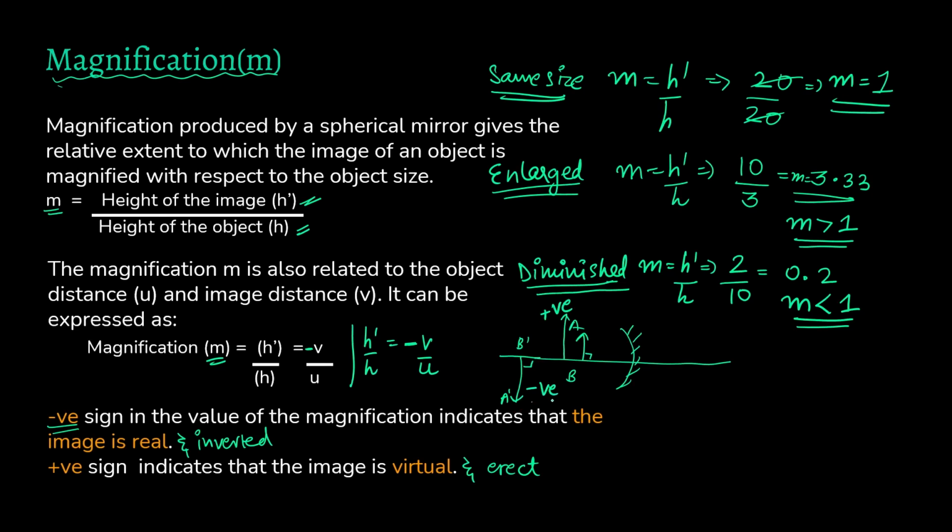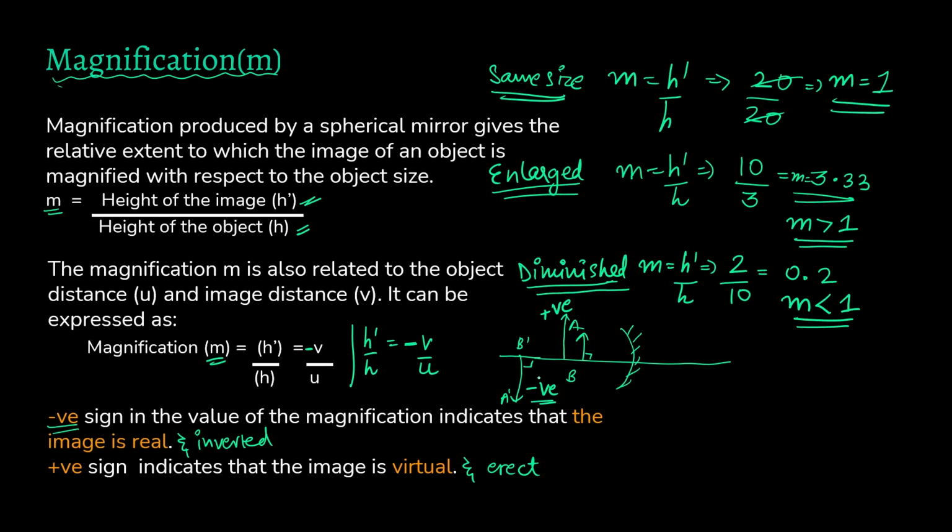So if the sign of M is negative, that means that the image that is formed is in the downward direction. That means it is inverted. That means it is real. So you can tell a lot of things by just looking at the M.